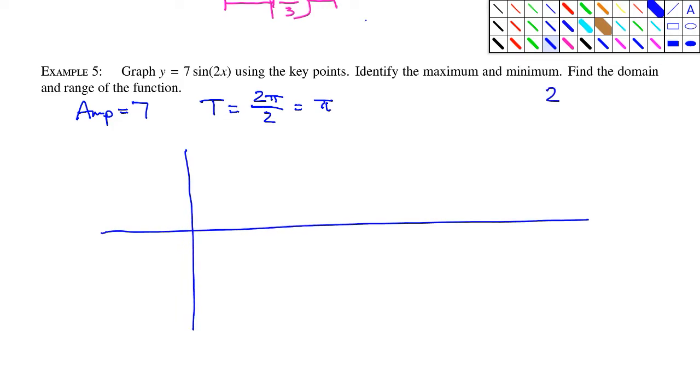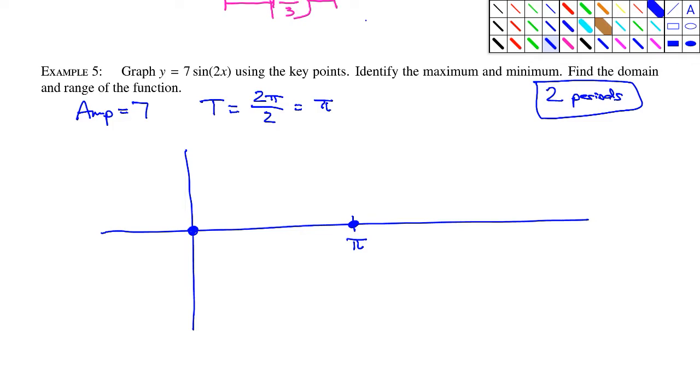And for these, we want to always graph 2 periods. So I'm going to start with, it's a sine function, so I'm going to start with 0. And then let me figure out where this needs to go. The period is pi, so that means after an interval of pi, I need to be back at 0 because it's a sine curve.